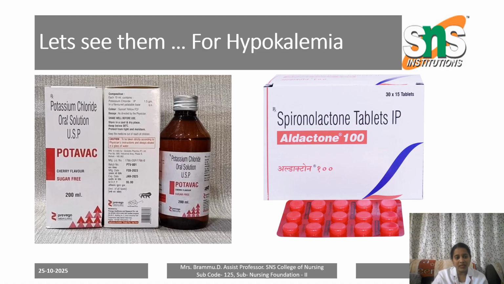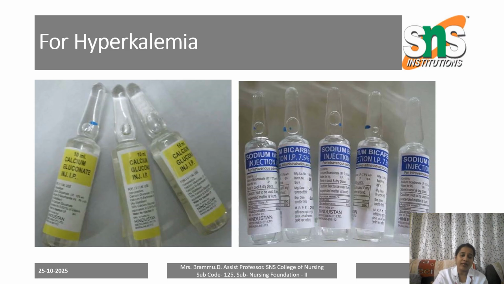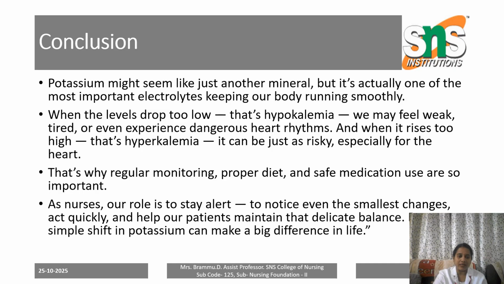Last but not least, you're going to see some of the supplements which we give. This picture shows potassium chloride, which we can give in case of hypokalemia, and spironolactone can also be given. In case of hyperkalemia, you start an infusion such as calcium gluconate, diluted with 100 ml and given slow IV according to the weight of the patient. Soda bicarb can be started, or in severe cases, plan for dialysis.